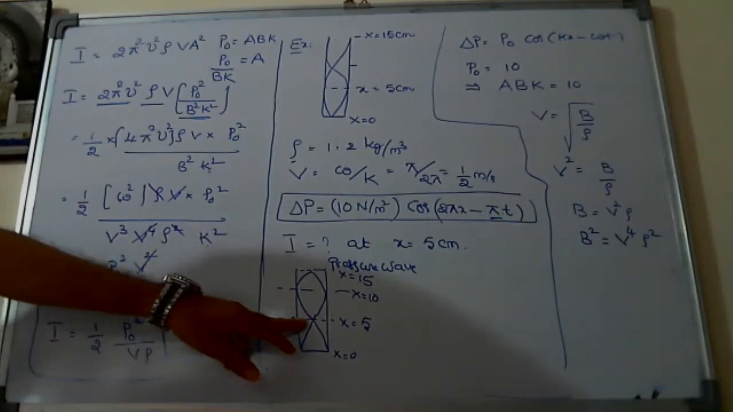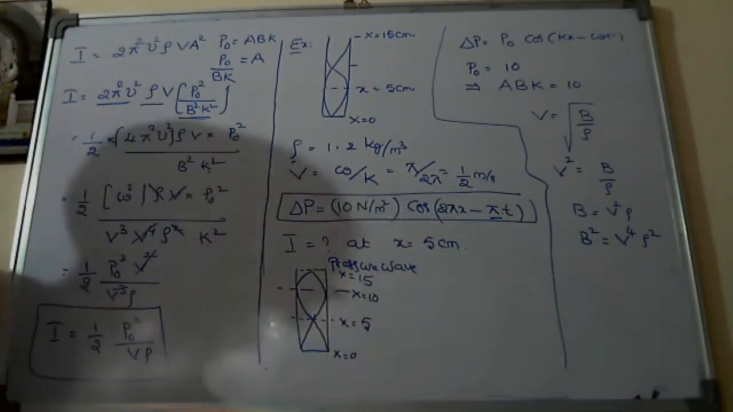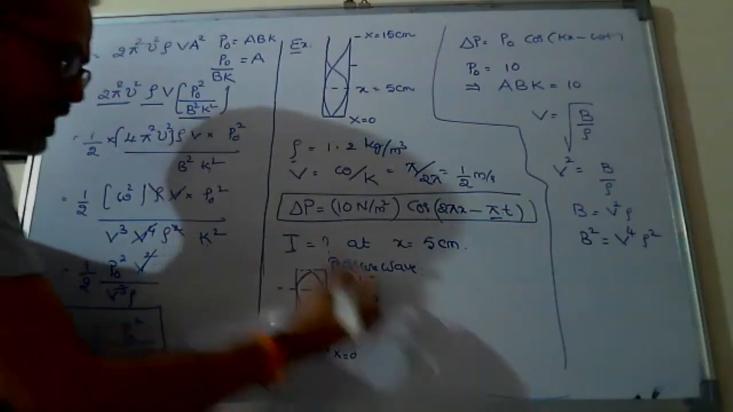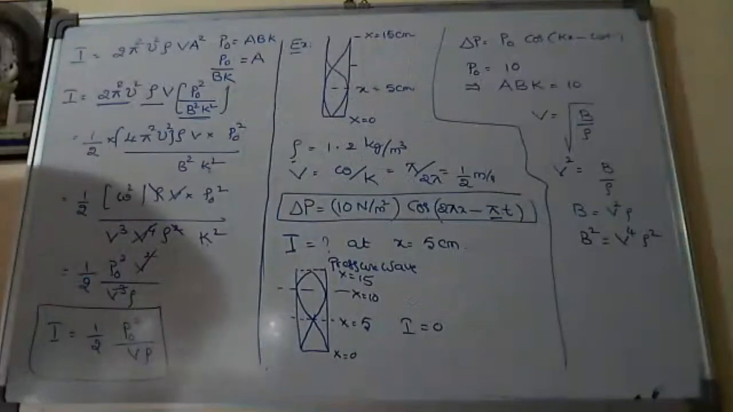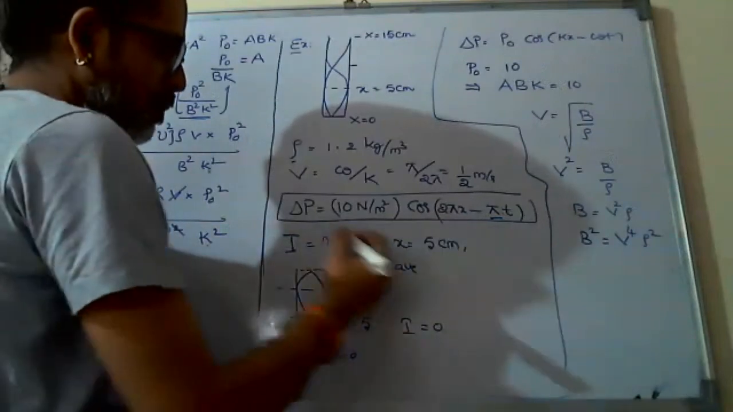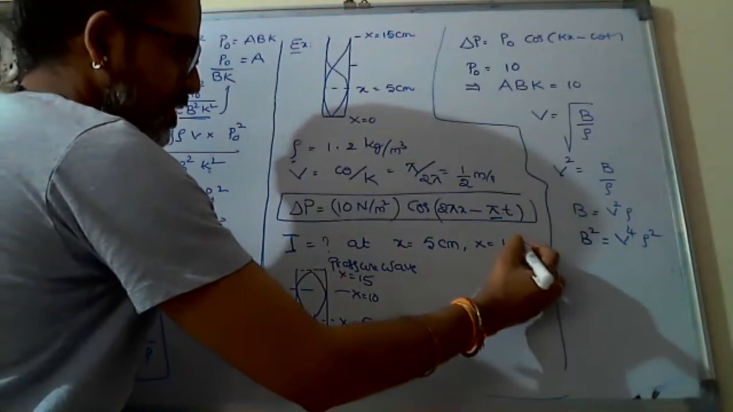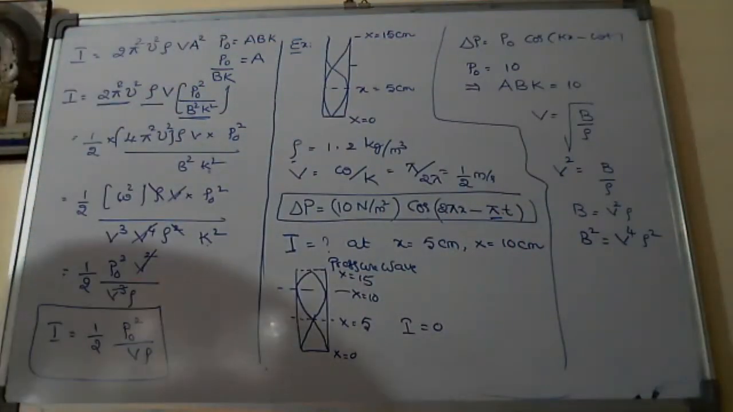Node formed means there is no pressure. No pressure means there will be no intensity. That's why at x is equal to 0, if they ask the intensity, straight away I say the intensity of the wave is equal to 0. But if I ask one more question, find out the intensity at x is equal to 10 centimeters, I think now you can calculate.